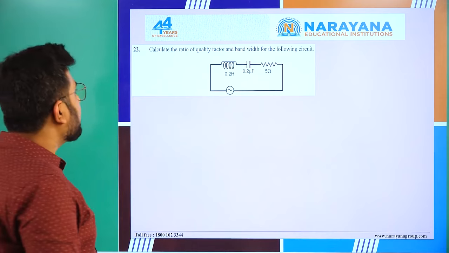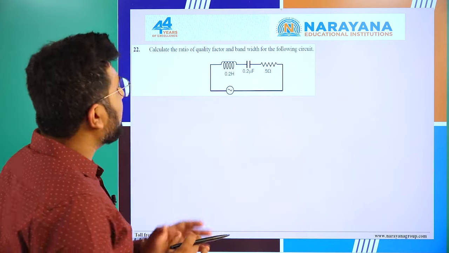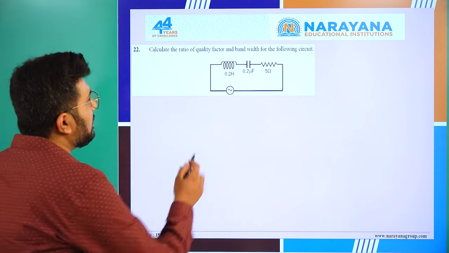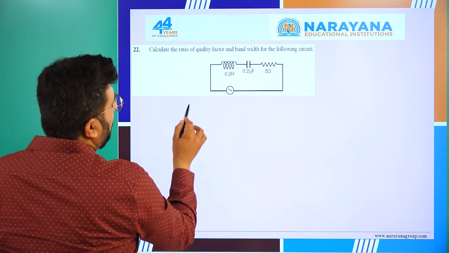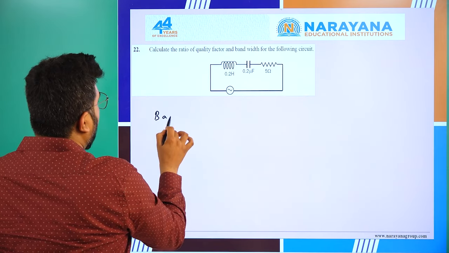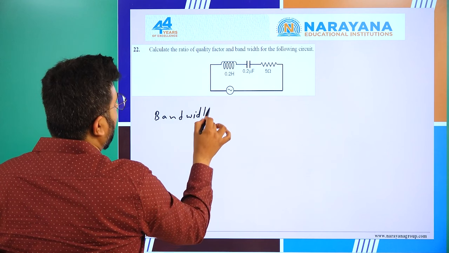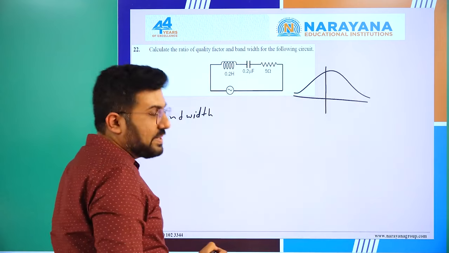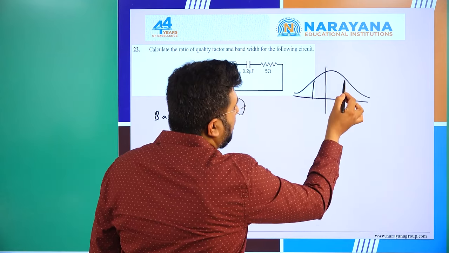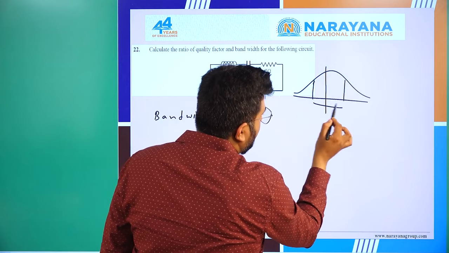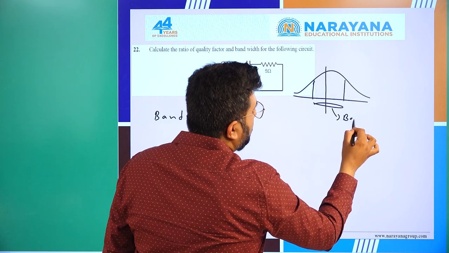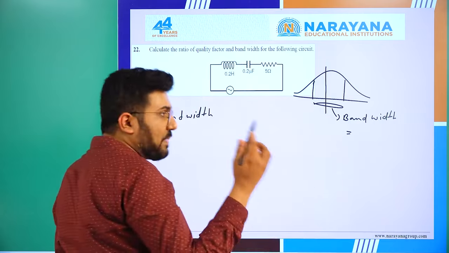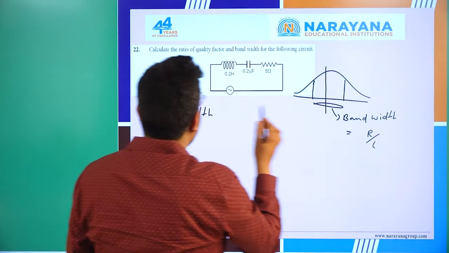In this question they have asked us the ratio of the quality factor and the bandwidth for this circuit. So first let's find out what is the value of the bandwidth. So the angular bandwidth, we know the angular bandwidth, so if I draw the diagram of resonance, this is the half power frequencies or half power angular frequencies, and this is the bandwidth. So now I am not deriving it, but you should remember that the bandwidth or the angular bandwidth is equal to R by L.